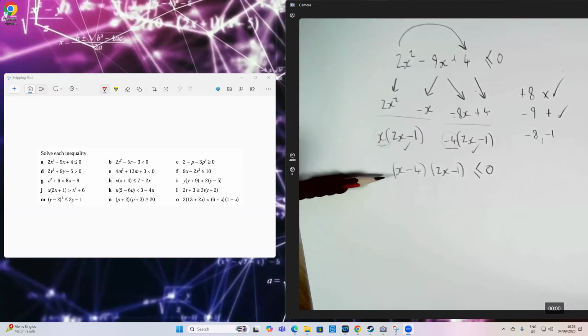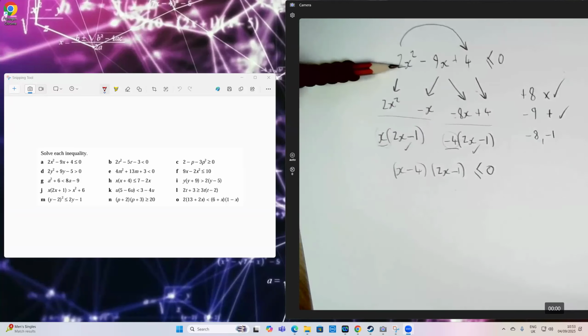So that's how you would approach factorizing a quadratic with a non-1 coefficient of x squared, in other words, a number in front, if you had this on a non-calculator paper.